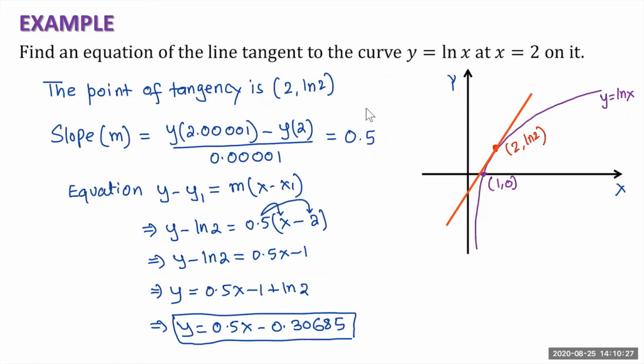So that is how we can find the equation of the tangent line. In order to find the equation, we need the point and the slope. For the point, we plug in the x value, we get the y value, that's the point. For the slope, we use the concept of instantaneous velocity to calculate the slope here. And once we have the point and slope, this is the formula to calculate the equation.